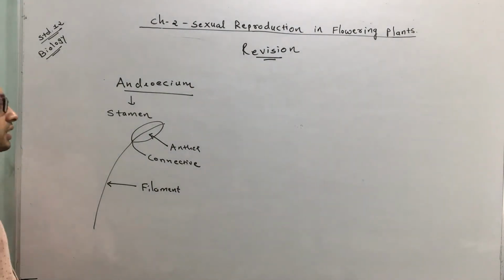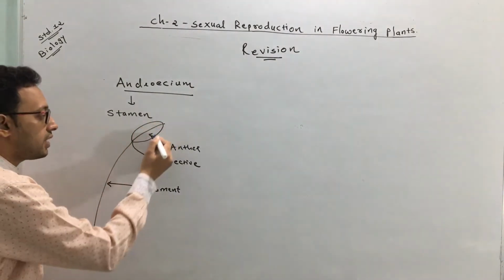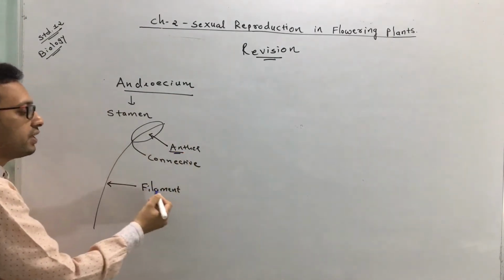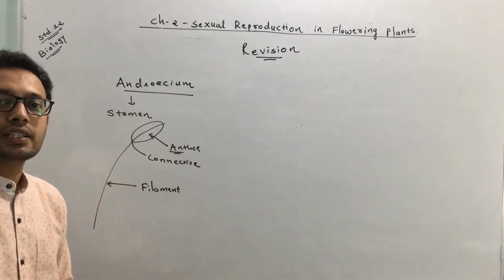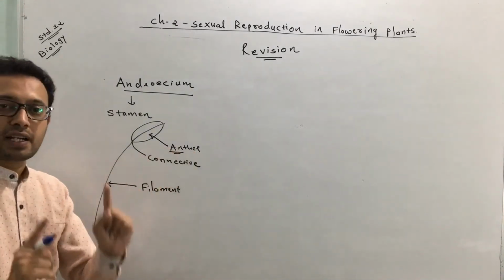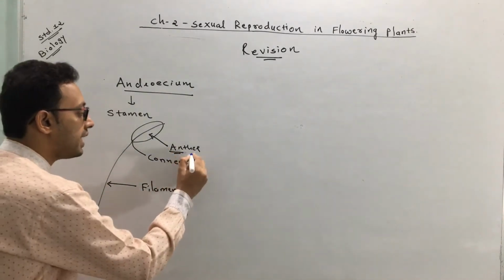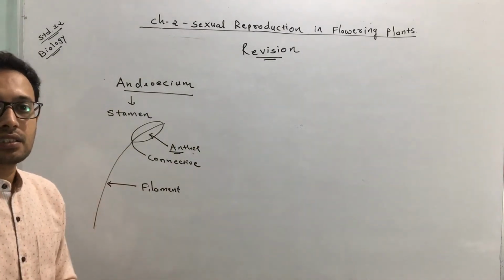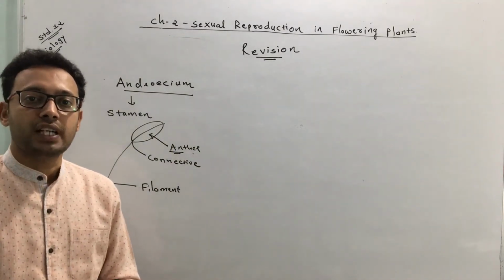Now we have to see the internal structure. We will start with the internal structure of an anther, because the filament is just a stalk-like portion and it is not a fertile part, it is a sterile part. The fertile part, meaning the part involved in sexual reproduction, is the anther. So let's discuss the internal structure of an anther.